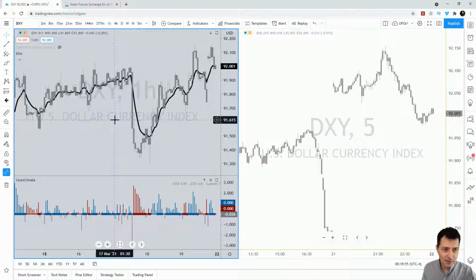And of course, if it's time to trade, which side of the market should you be in?